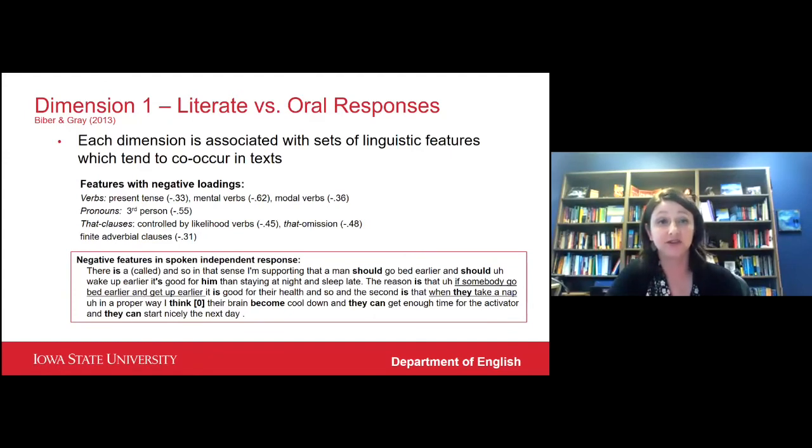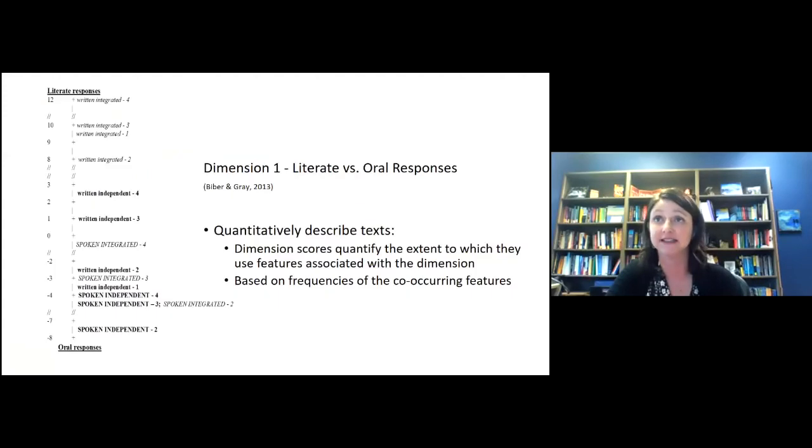Now, what we can do with these results is plot our register categories, or in this case, our mode and task type variables along the dimension. So texts that have a high positive score, it means that they use a lot of those positive features, those nouns, adjectives, prepositions, and so on. And a text that used a lot of the negative features would have a low negative score. So these scores basically quantify the extent to which the features are used within these groups of texts.